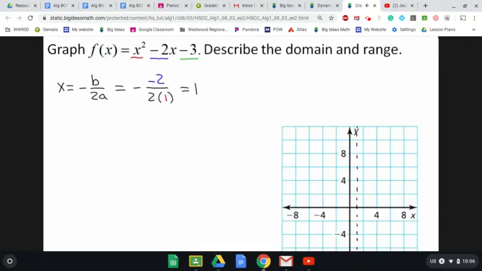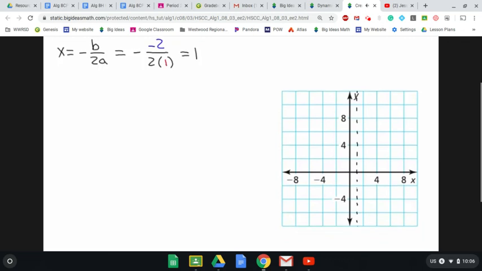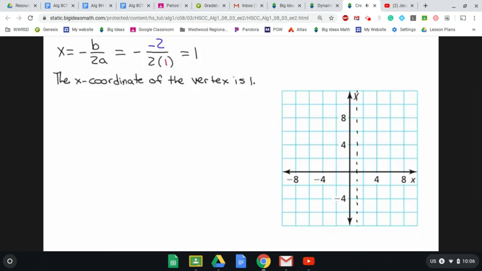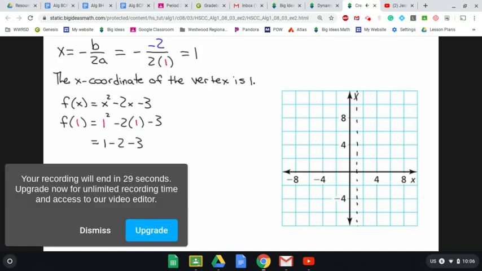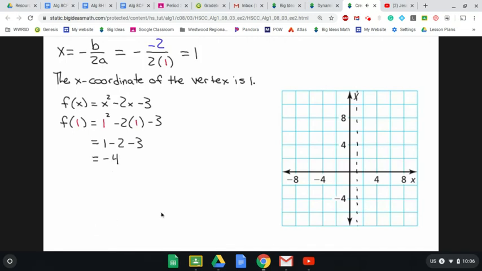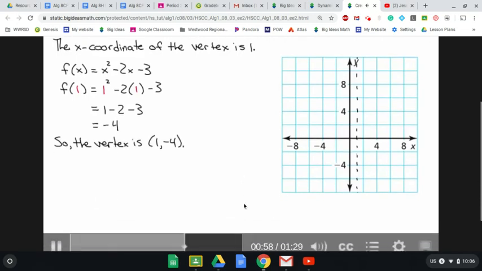Graph the axis of symmetry. Because the axis of symmetry is x equals 1, the x-coordinate of the vertex is 1. Use the function to find the y-coordinate of the vertex. First, write the function. F of x equals x squared minus 2x minus 3. Evaluate the function f when x equals 1 to find the y-coordinate of the vertex. F of 1 equals 1 squared minus 2 times 1 minus 3, which simplifies to 1 minus 2 minus 3, or -4. So the vertex is 1, -4. Plot the point 1, -4.